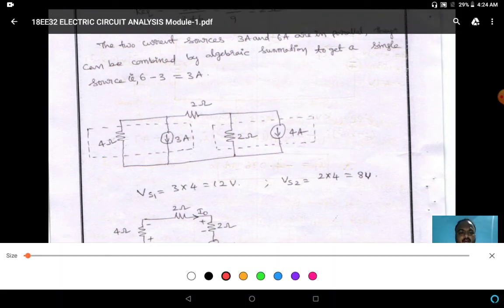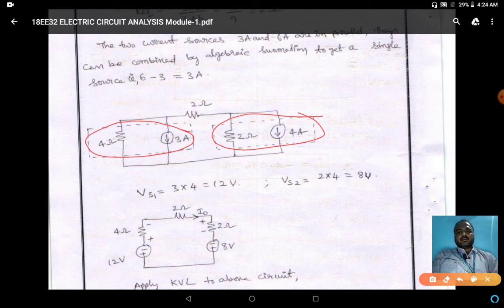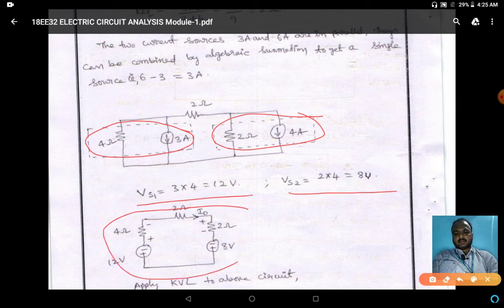Now what current sources are there in the circuit? This is one current source and this is another current source. The 4 ohm is parallel to the 3 amperes, and the 2 ohm is parallel to the 4 amperes. Convert them into voltage sources: 12 volts and 8 volts. After converting into voltage sources, the circuit will look like this.